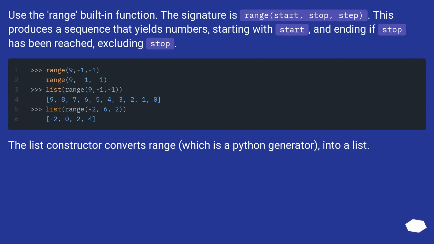Use the range built-in function. The signature is range start, stop, step. This produces a sequence that yields numbers, starting with start, and ending if stop has been reached, excluding stop. The list constructor converts range, which is a Python generator, into a list.